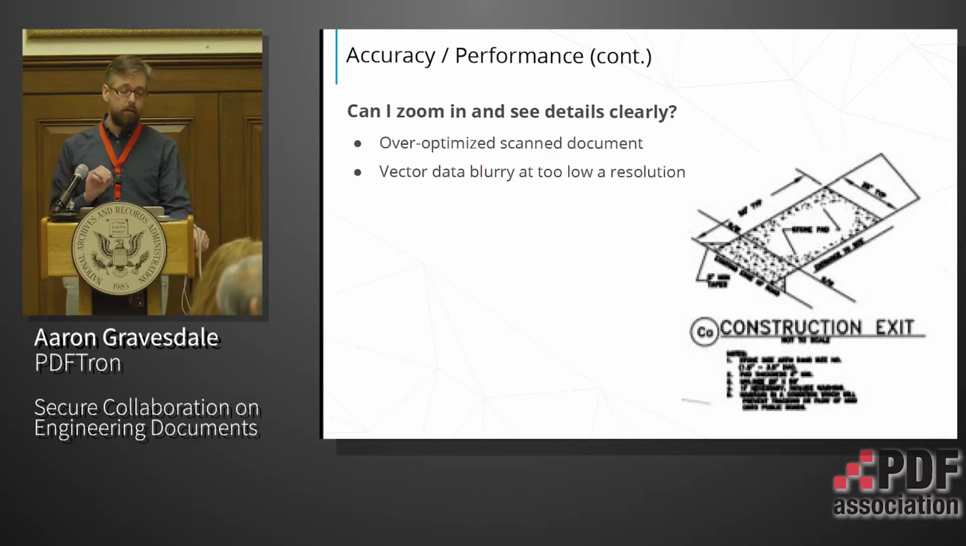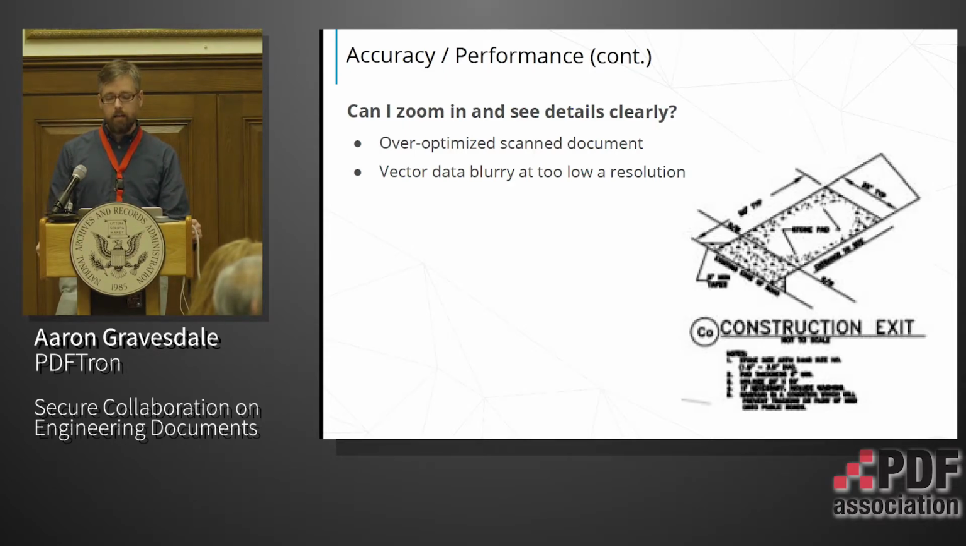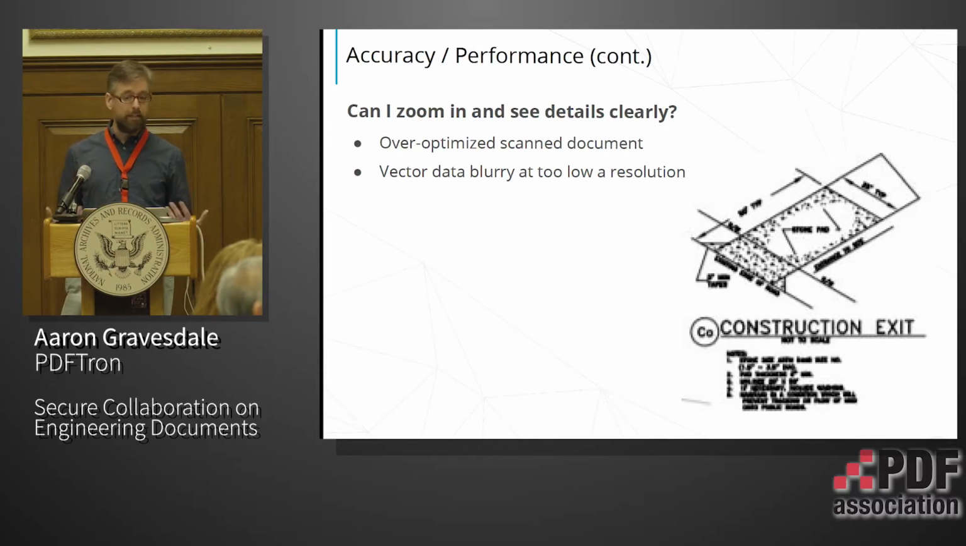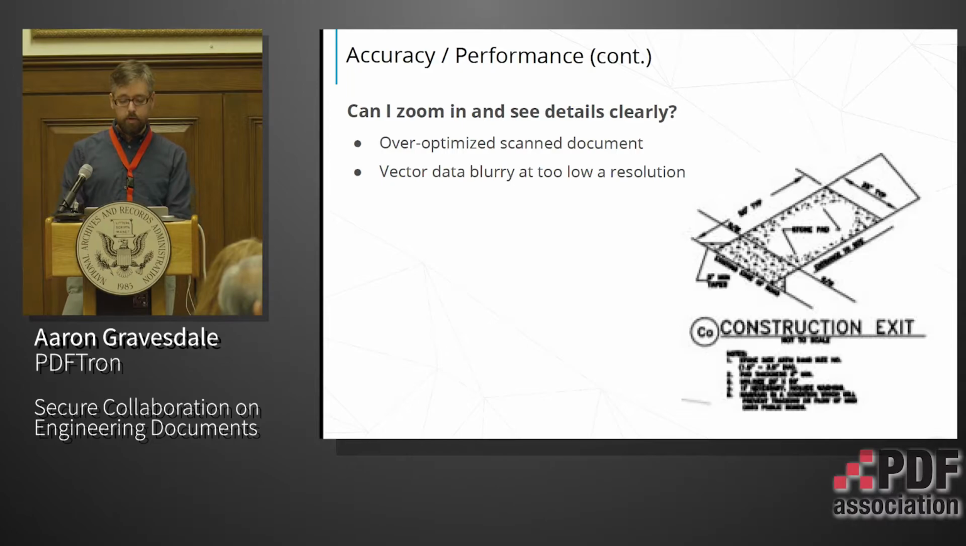And so related to this, a special case of this is: can I zoom in and see all the details of an engineering document correctly? And here what we have is a document that was rasterized at what would be a normal resolution for an ordinary document like an office document. But here, at that same resolution, if I zoom in, I can't read these measurements at all. It's very difficult to tell what actually should be constructed here.